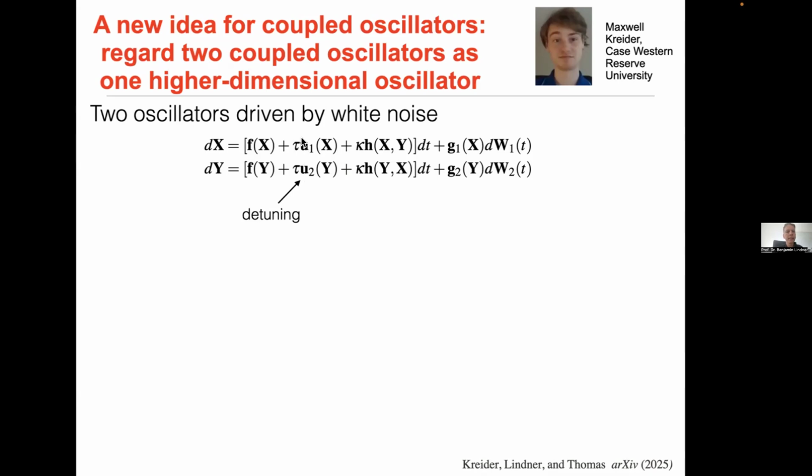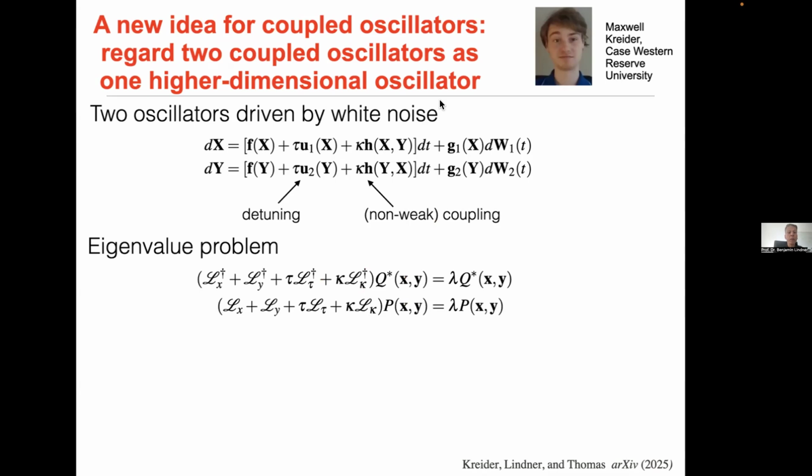Now we make them slightly different by two functions u1 and u2 that are different, and this is scaled by a detuning parameter tau. Okay, then they are both coupled in a symmetric fashion, and the coupling strength is kappa, and this is not necessarily weak. That can be also stronger. And then we have noise that depends only in the amplitude, potentially on x and on y, respectively. Okay, that's the setup.